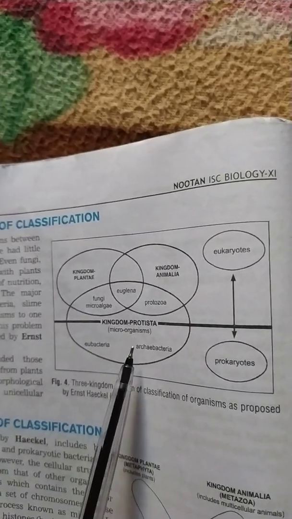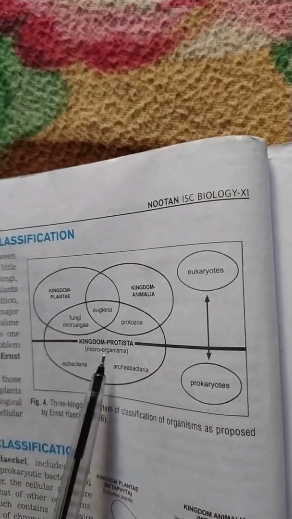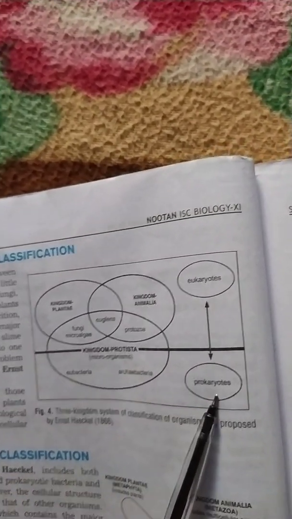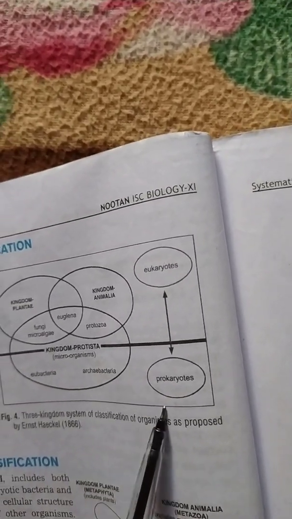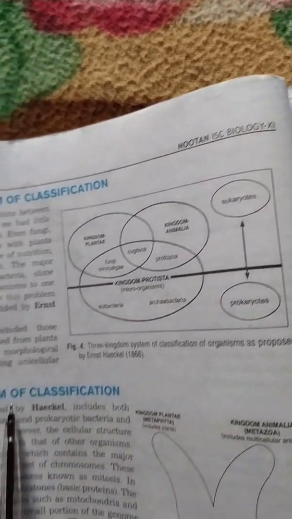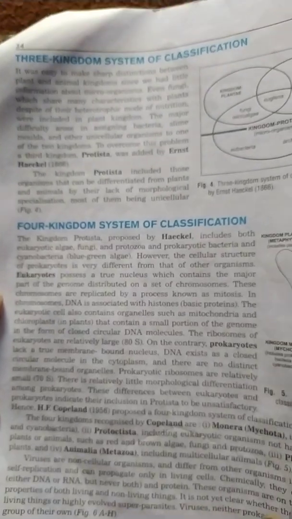On the other hand, we had microorganisms which were eubacteria and archaebacteria. And the eubacteria and archaebacteria microorganisms in the kingdom Protista came under prokaryotes. Now let us look at the four kingdom system of classification.